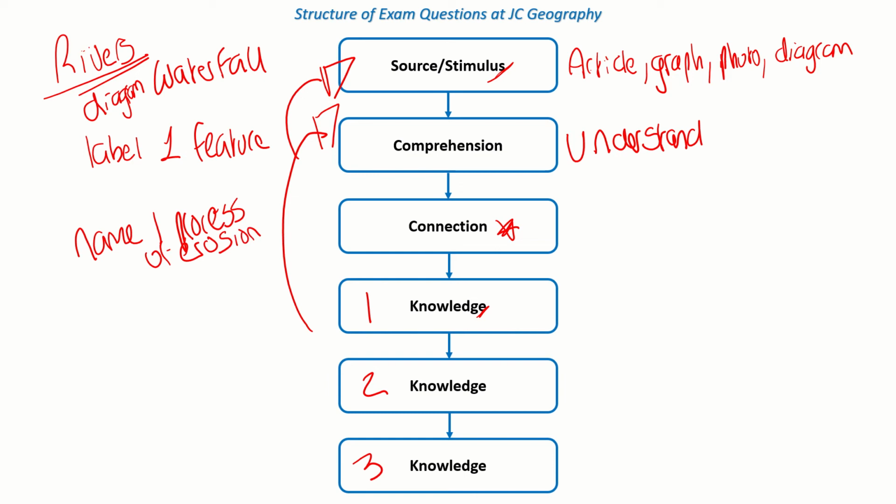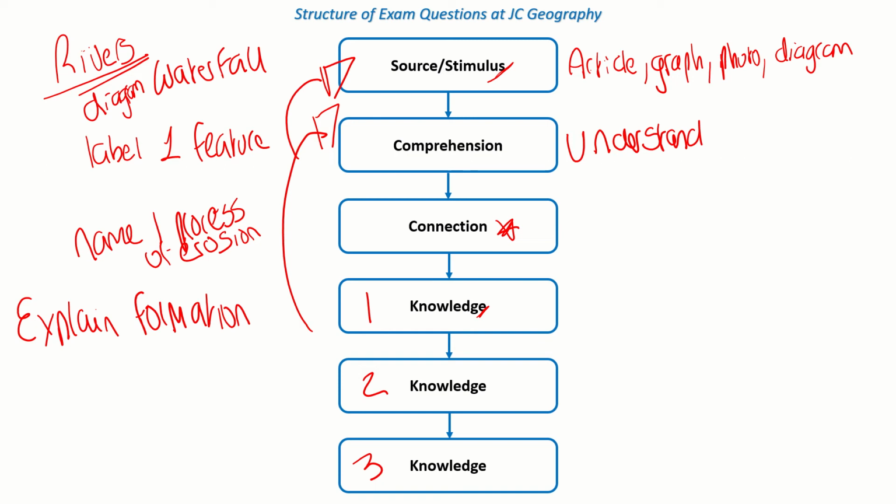So it's providing a connection between the source and stimulus and the knowledge that you're going to be asked. So you have to name one process of erosion that results in the formation of waterfalls. You might say hydraulic action. Your first knowledge-based question then might be to explain the formation of a waterfall using the diagram as a guide.